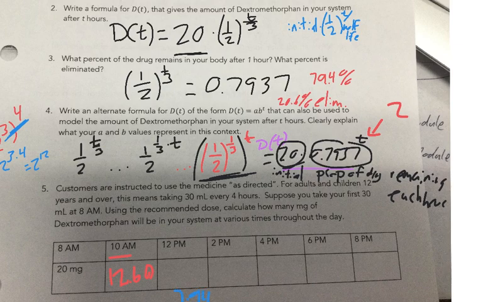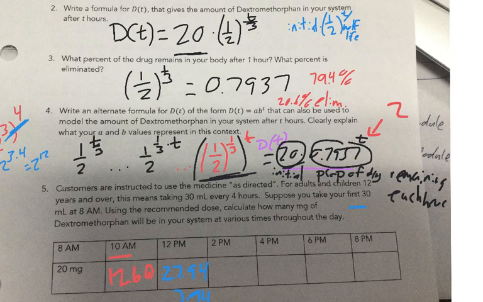But at the same time, if you're using the recommended dosage like you should, then someone's taking another 30 milliliters of the medicine, which contains 20 milliliters of dextro. So there was 7.94 of dextro already in our system, and we added another 20 to that. So now we're at 27.94.